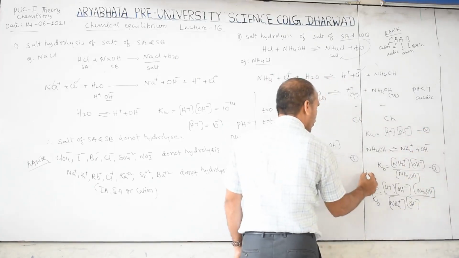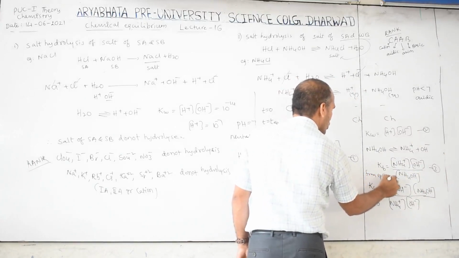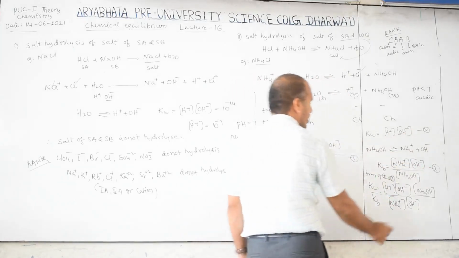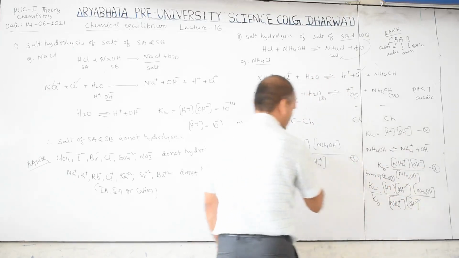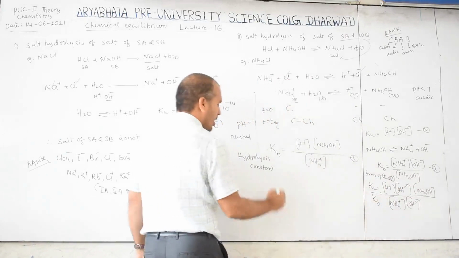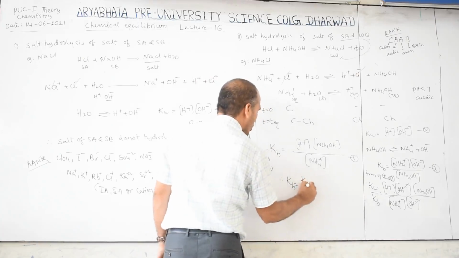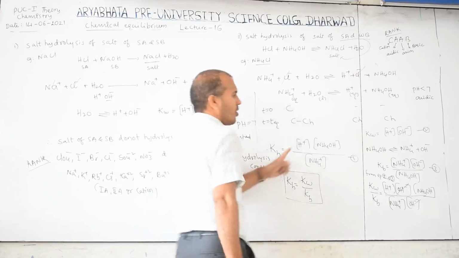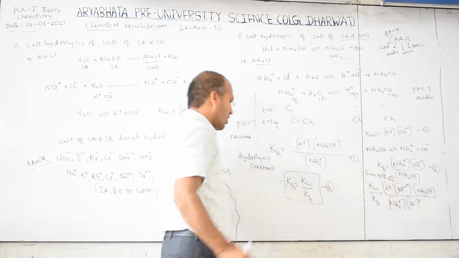This is from equations 2 and 3. This is 2, this is 3. From equations 2 and 3 we got this. OH minus cancels, and we get H plus concentration times NH4OH concentration, with NH4 plus in the denominator. Therefore KH is equal to, we can write, Kw by Kb. This is also one of the formulas. This is 1, 2, 3, then this will be 4. Okay.